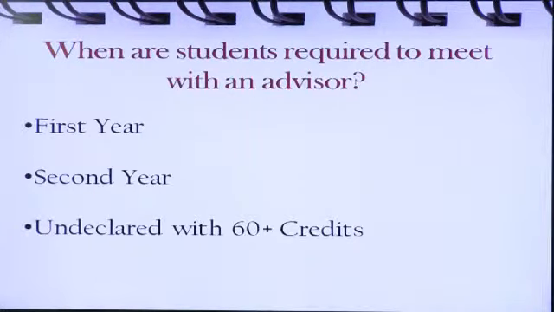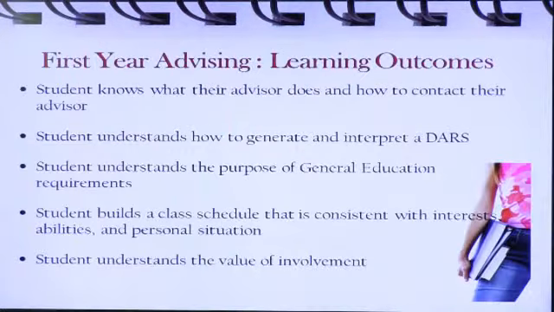These are the points at which students are required to meet with an advisor: during their first year, during their second year, and if they are undeclared and have 60 or more credit hours. What we're going to do now is walk through each of these advising points, and in your manuals you have some information that goes right along with this. We're going to start with first year advising, and you can see here we have learning outcomes.